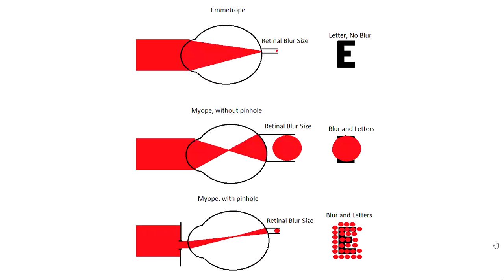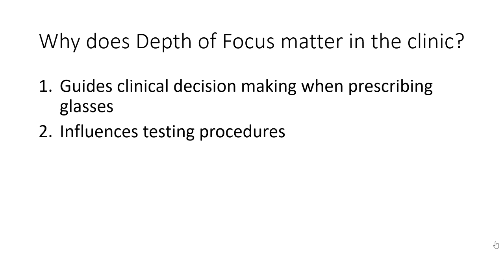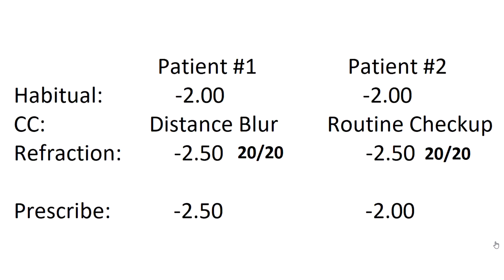And that's why depth of focus matters for pupil size: as the pupils get smaller, the depth of field or depth of focus increases. So why does depth of focus matter in the clinic? It helps us guide clinical decision-making, when to prescribe certain types of prescriptions for people. It also influences our testing procedures.